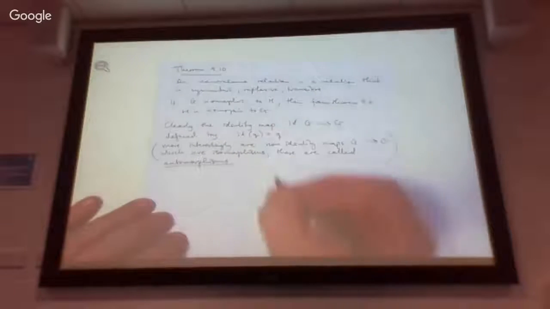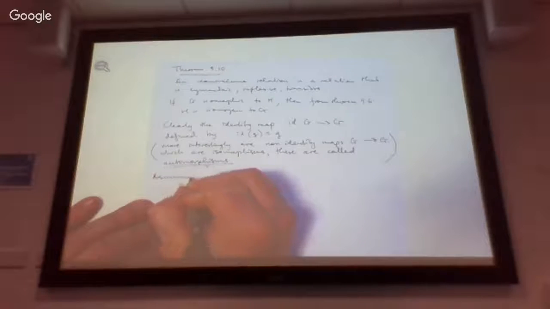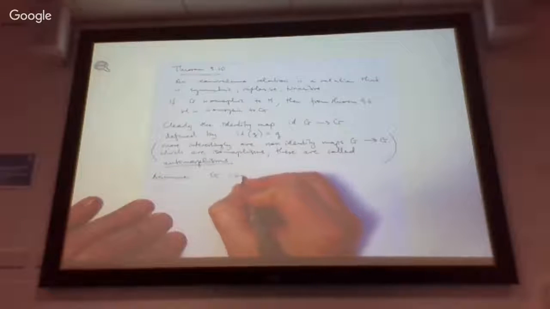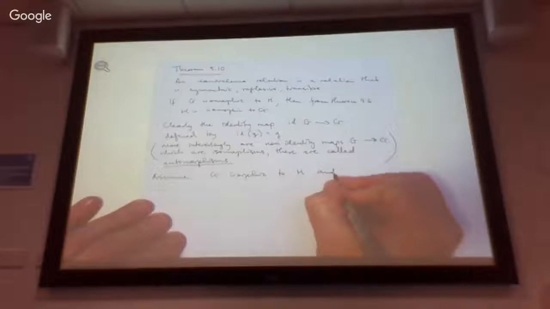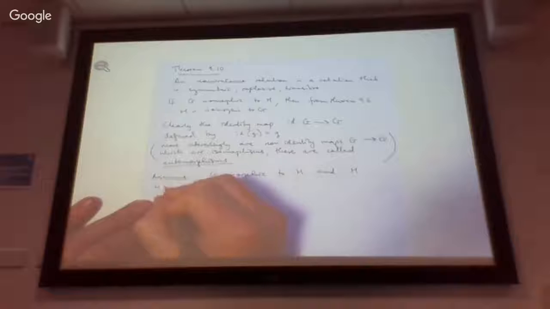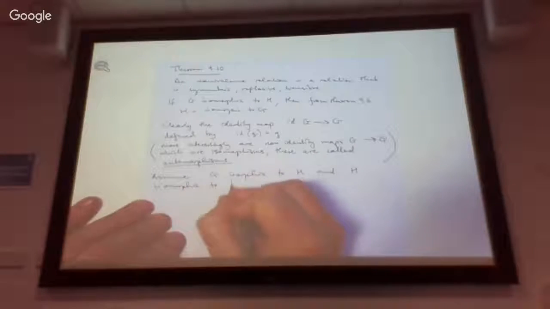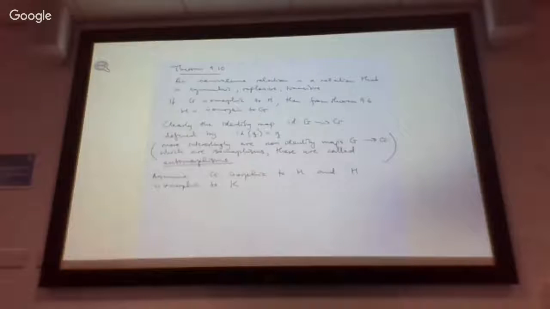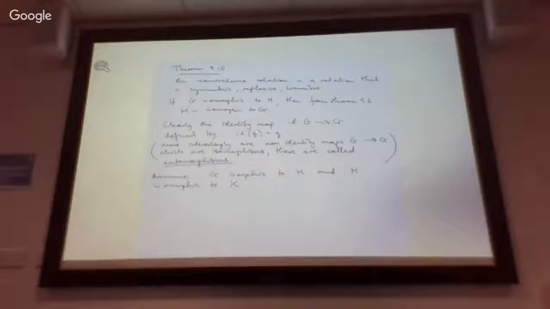And now finally, transitive. So for transitive, we should assume G is isomorphic to H, and H is isomorphic to K. Well, what does the transitive property mean? The transitive property means that G is isomorphic to K. The isomorphism kind of travels through H.